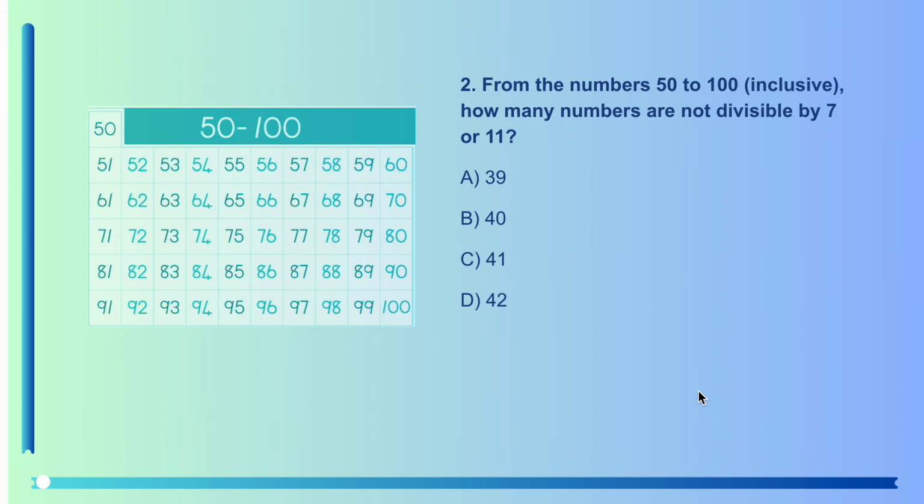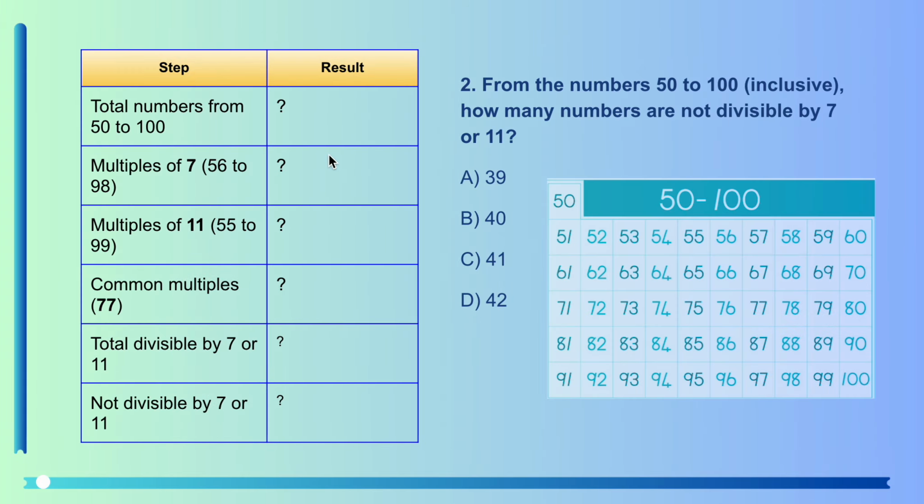Let's go to the second one. So we've got numbers 50 to 100, including the number 50. So we've got these numbers, which make a total of 50, and this extra number here. So in total, we have 51 numbers. And out of them, we need to find out which are not divisible by 7 or 11. You could do this by hand, but it's going to take a long time, so we're going to do it with some simple steps. This is more or less the layout.